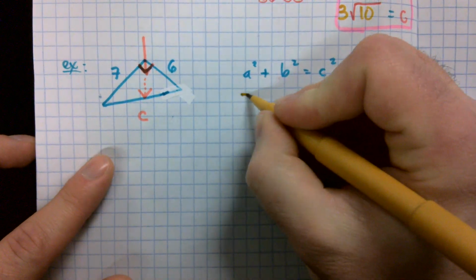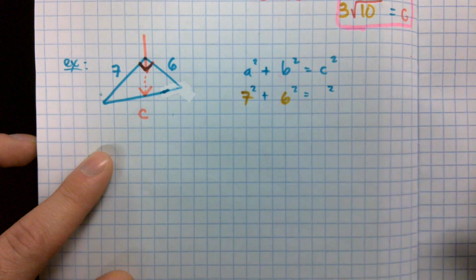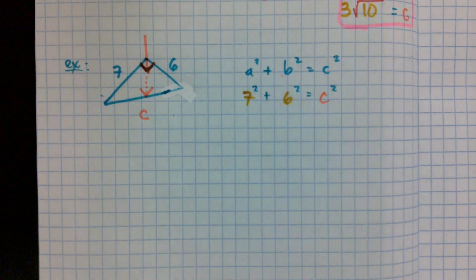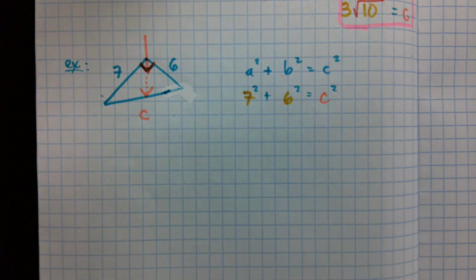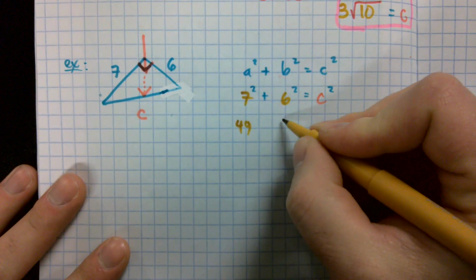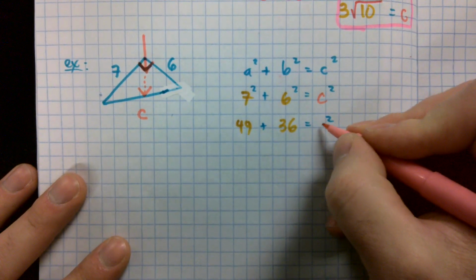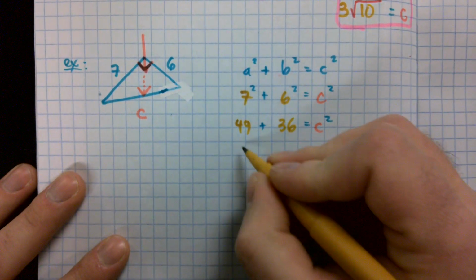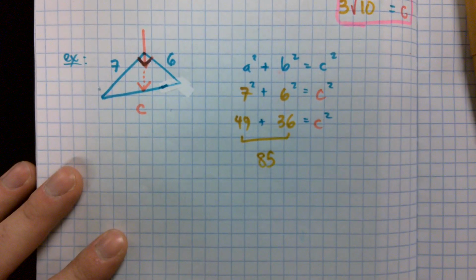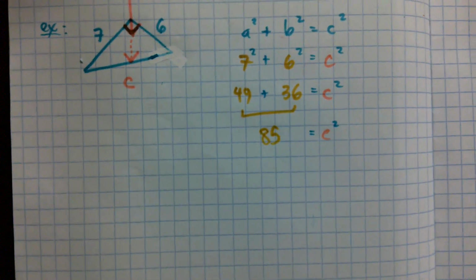So I'm going to plug in 7 and 6 for A and B. I'm looking for C. I'm going to square them, add them, take the square root. What's 7 squared? 49. What's 6 squared? Perfect. We're almost done. Stay with me here. What is 49 plus 36? 85. What do I do now?